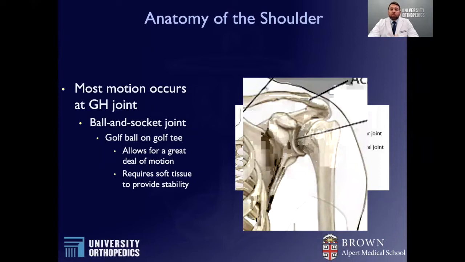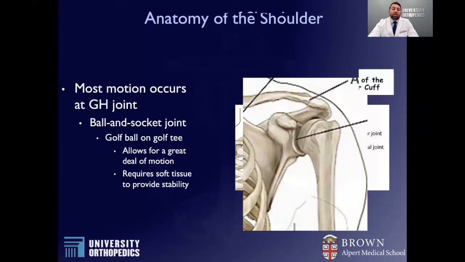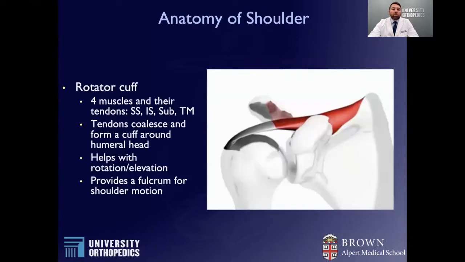Most of the motion in the shoulder occurs at what we call the glenohumeral joint, which is the ball and socket joint. And it's kind of shaped like a golf ball on a tee. It allows for a lot of motion, but it does require a lot of soft tissues to provide stability, mainly the rotator cuff. And so the rotator cuff is four muscles and their tendons. What tendons do is they attach muscle to bone. So it goes muscle, which is pretty big, comes down to a small tendon, and that attaches to bone.